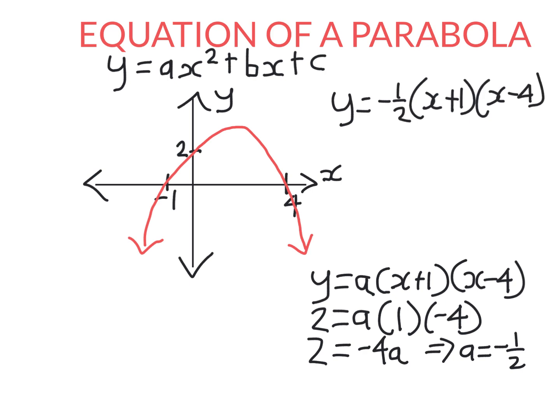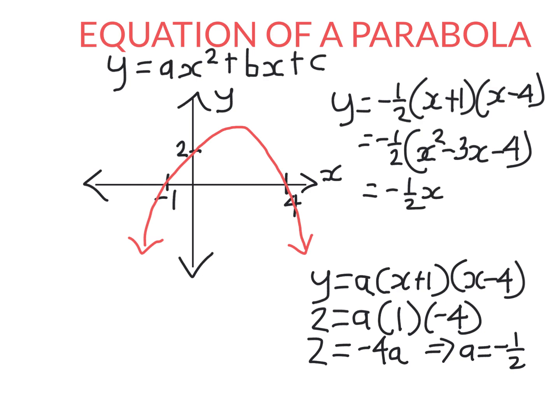So if I'm asked to give it in this form, I need only now to expand this. So I'll leave the negative a half alone for now. Expanding this using FOIL is x squared minus 3x minus 4. And now I just multiply everything by negative a half. Negative a half x squared plus 3 over 2x. And negative a half times negative 4 is positive 2. So a is negative a half, b is 3 over 2, c is 2.